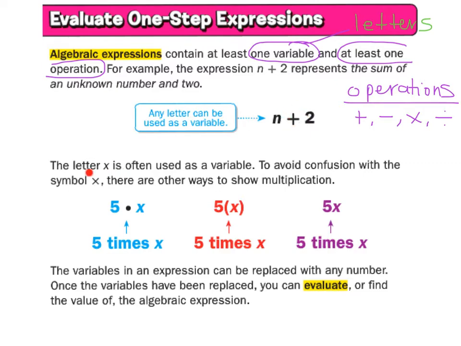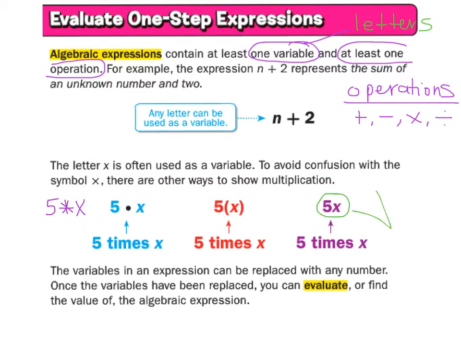The letter x is used the most. It is the most popular variable. To avoid confusion with the symbol x, which means multiplication, there are other ways to show multiplication. A lot of times we can put a dot. In Everyday Math, we used to do 5, and we would kind of put that star sign. That would be another one from Everyday Math. Most commonly, though, now we're going to be seeing this dot, or we're going to see parentheses, or this letter.